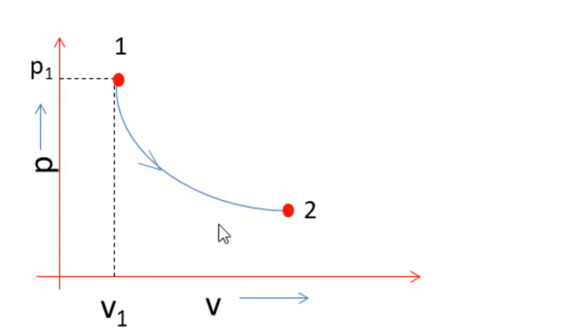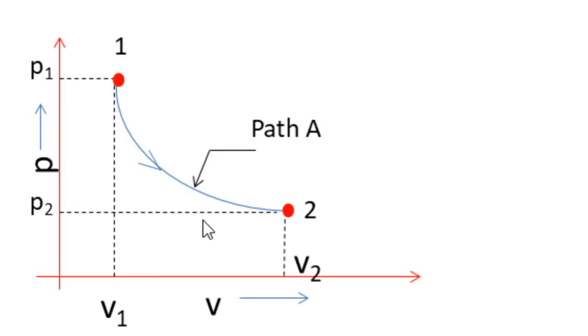The path followed by the system during this change of state, or during this process, is path A. At state 2 the properties are P2 and V2. Assume that there exists one more path, path B, by which the system can also reach state 2 from state 1. So there are two paths, path A and path B. When it undergoes a process from state 1 to state 2, it can follow either path A or path B.